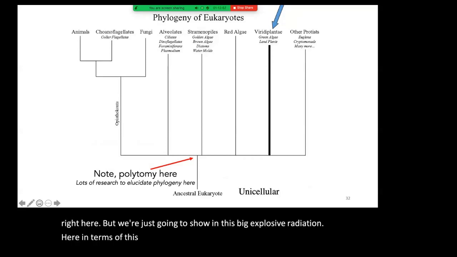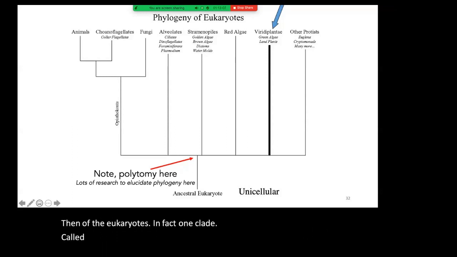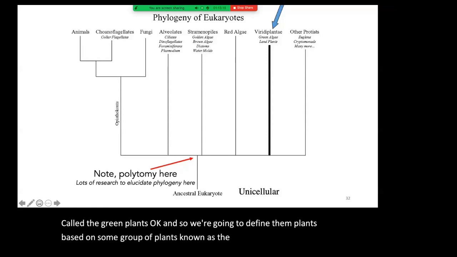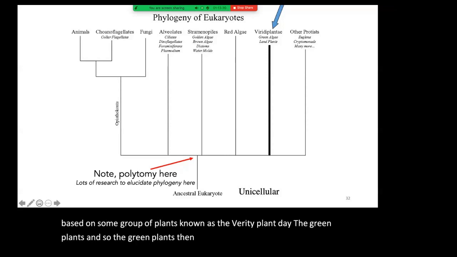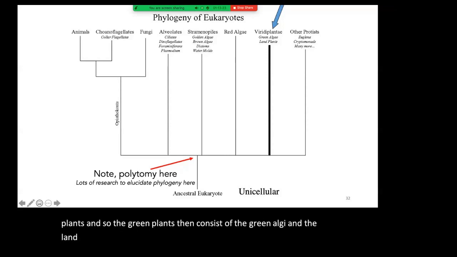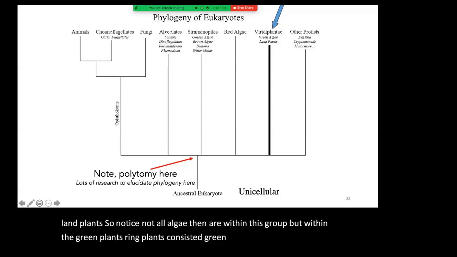So we can zoom in then to one grouping of the eukaryotes. In fact, one clade called the green plants, okay? And so we're going to define plants based on a group known as the Viridiplantae, the green plants. And so the green plants consist of the green algae and the land plants. So notice not all algae are within this group, but the green plants consist of green algae and the land plants, okay? And so we're going to zoom in on this group.